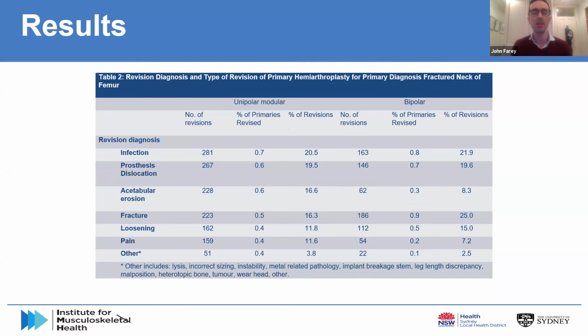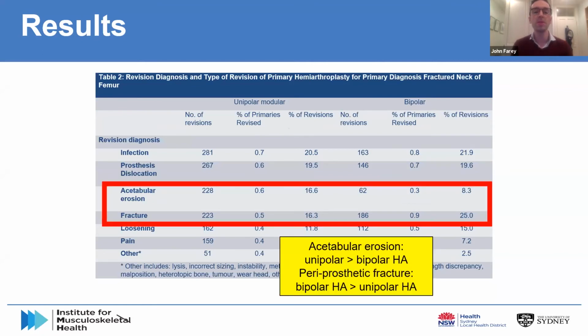And hit next again. The reasons for revision, or the proportion of the reasons for revision, was similar for everything except acetabular erosion and fracture. We noticed that there was a greater percentage of revisions for unipolars for acetabular erosion, but then unexpectedly, we noticed that there was a higher proportion of bipolar procedures that were revised for fracture. Next.